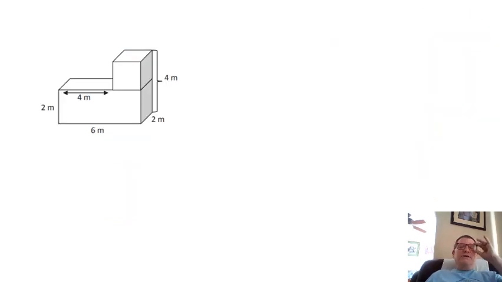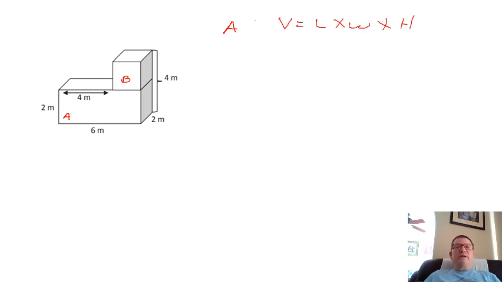All right, let's try one this time without separating it apart. I'm going to label this one Prism A, and this one here is going to be Prism B. Now for Prism A, volume equals length times width times height. I can see that the length is 6 meters. I can see the width is 2 meters.